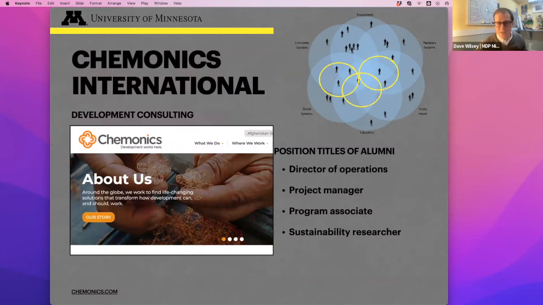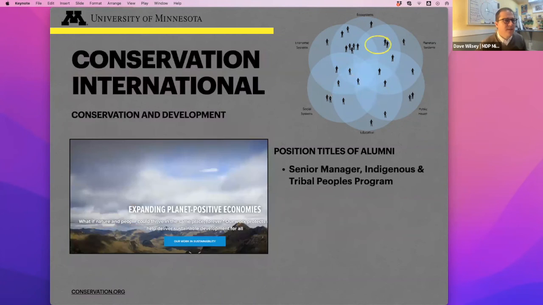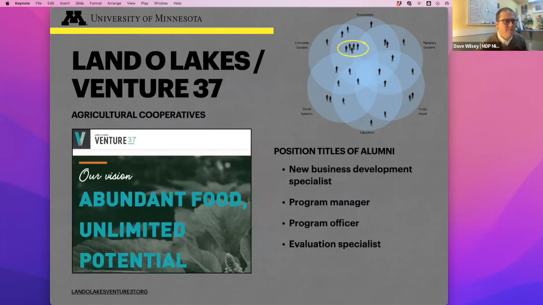Consultancy, a lot of folks go into consultancy after this, and a number of our graduates have ended up at Chemonics International, for example, and have different positions there. We have folks who have ended up in Conservation International, thinking about natural resource conservation, tribal peoples, and working across cultures and communities and nations, thinking about conservation outcomes.